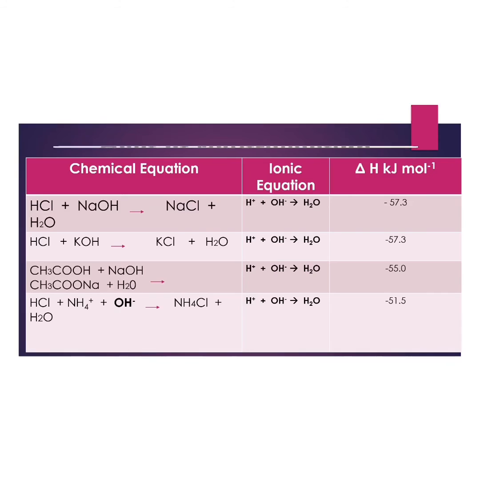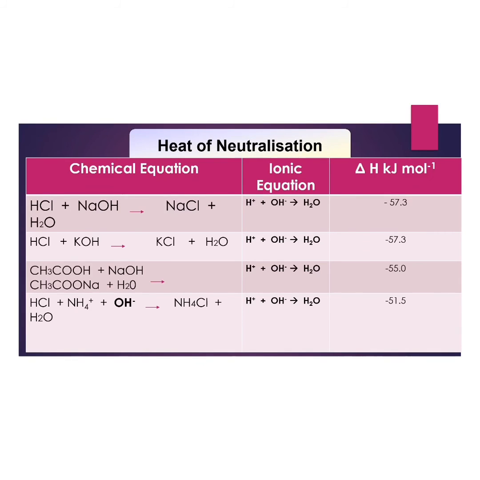Next, I give you a table that has 4 reactions between acid and alkaline. If you refer to the first and second columns, both have a strong acid and strong alkaline reaction. Because of that, they have the same delta H, equal to negative 57.3. Whereas if you use a weak acid with a strong alkaline, or a strong acid with a weak alkaline, you will have a lower value than 57.3.